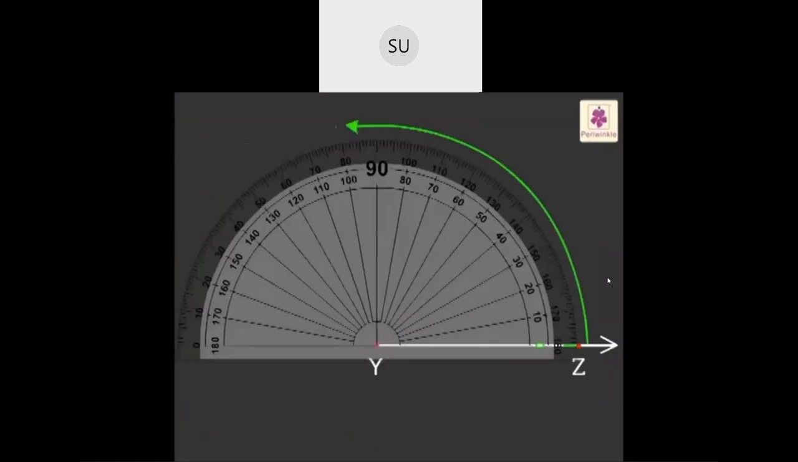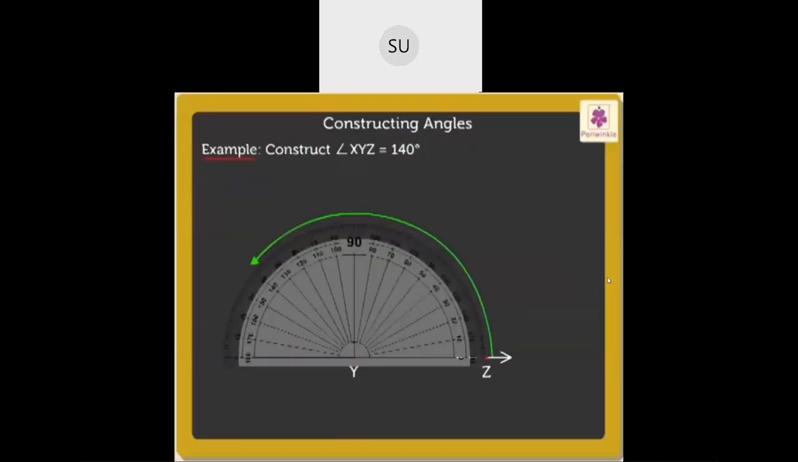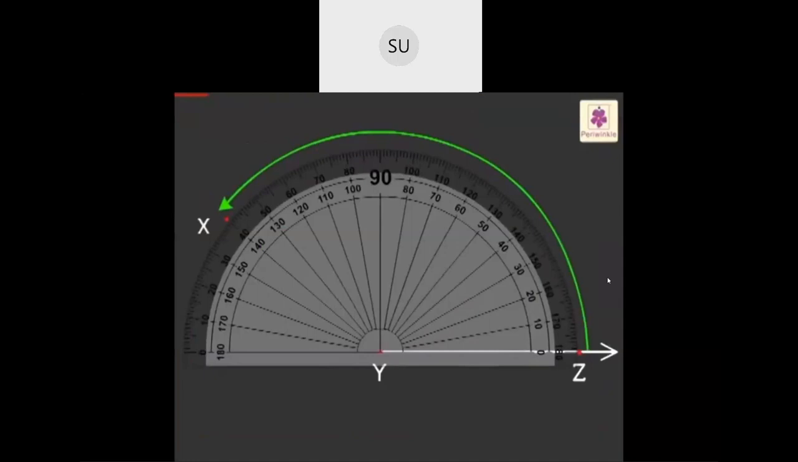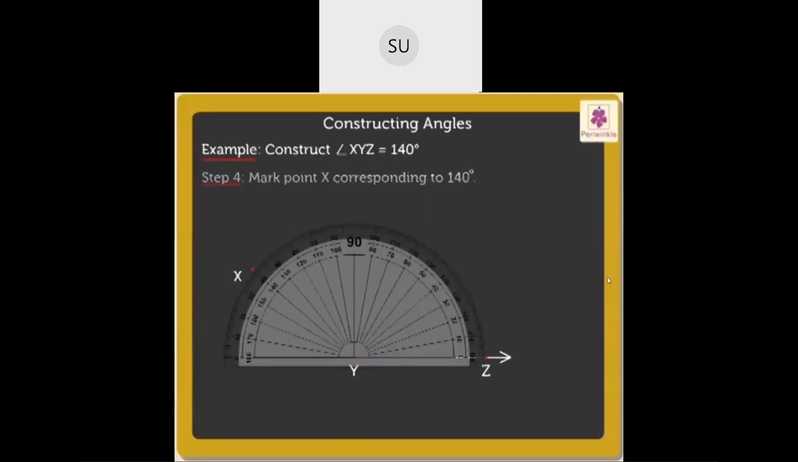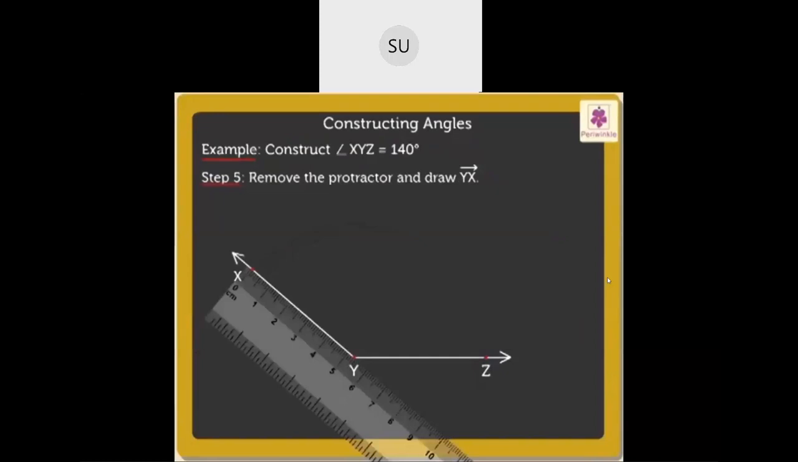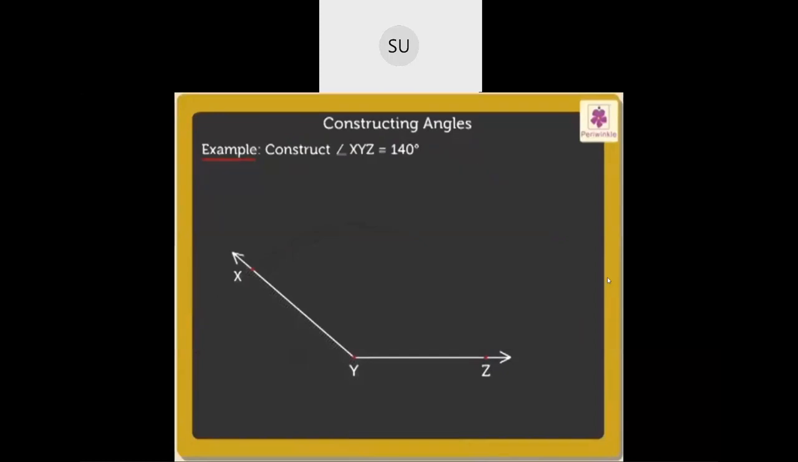Count from the 0 degree on the right. Step 4. Mark point X corresponding to 140 degrees. Step 5. Remove the protractor and draw ray by X. Step 6. Write the measure of the angle as angle XYZ is equal to 140 degrees.